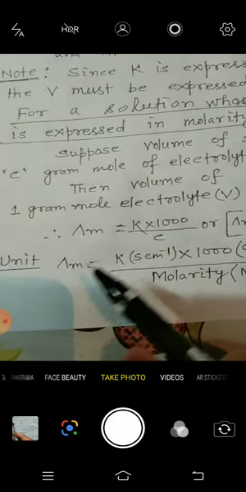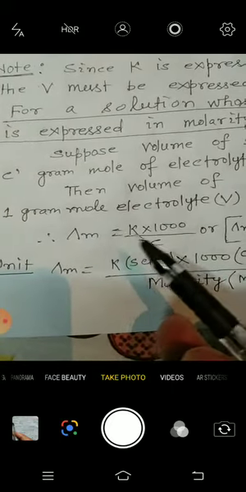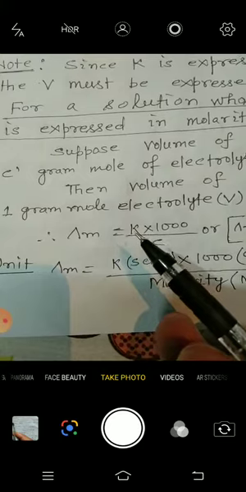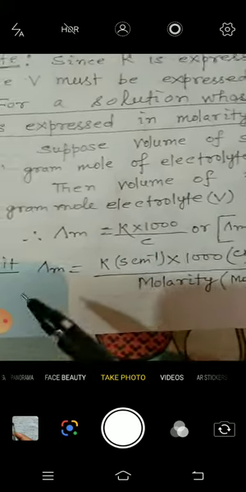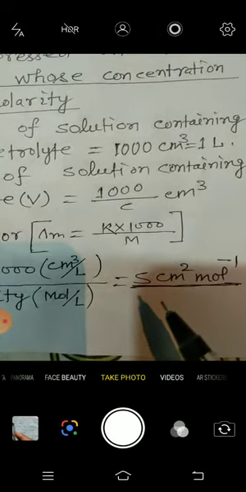Now the unit is based on this relation. When you put the units of these quantities, automatically you will get the unit of molar conductivity as cm square mole inverse.